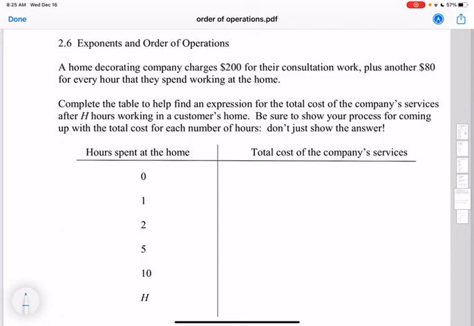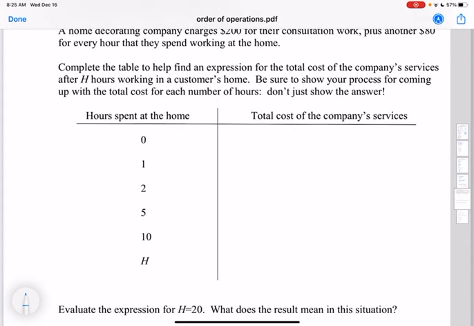Okay, so now it says complete the table to help find an expression for the total cost of the company's services after 8 hours of working in a customer's home. Be sure to show your process for coming up with the total cost for each number of hours. Don't just show the answer. So let's start by doing a couple of these lines together. And I think we've talked before about how these tables look kind of silly, but they help us generate that expression or later an equation.